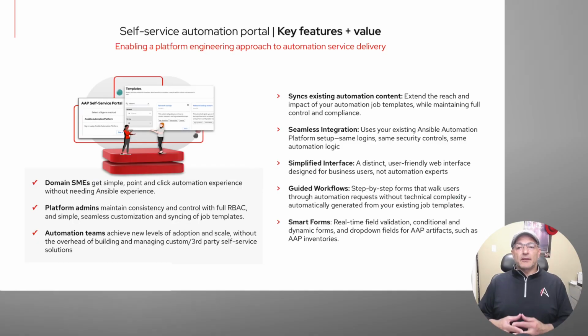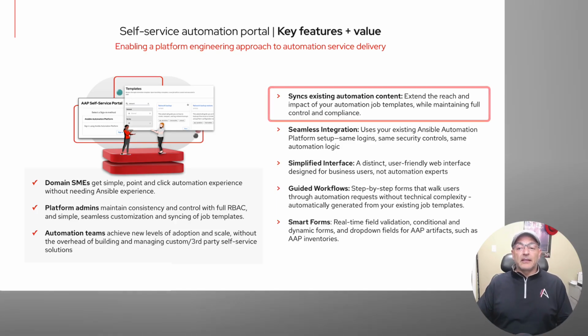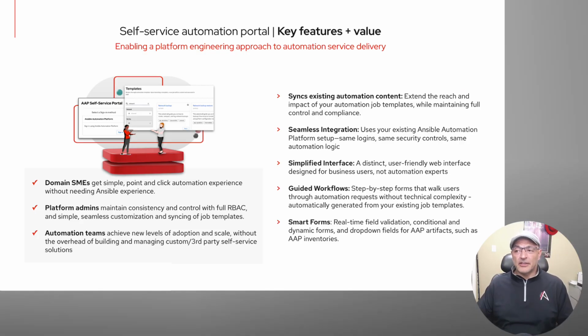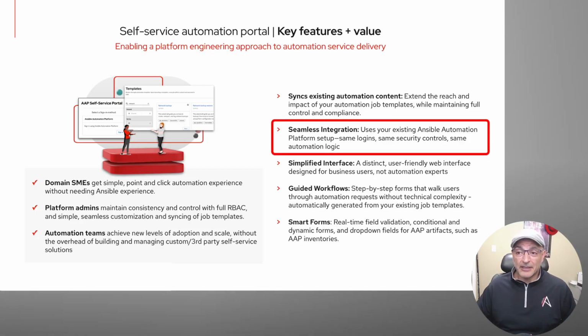Let's touch on some of the benefits. A platform administrator can easily provide a consistent, controllable experience to any of the users that want to run automation. A subject matter expert gains access to run the automation that they need, and automation teams reach new levels of adoption and scale within the organization. All the content that's in Ansible Automation Platform today will automatically synchronize to the self-service portal. Self-service automation leverages Ansible Automation Platform authentication and the access management capabilities. The same security controls and access management capabilities transfer over, simplifying this for an administrator and for the end user as well.